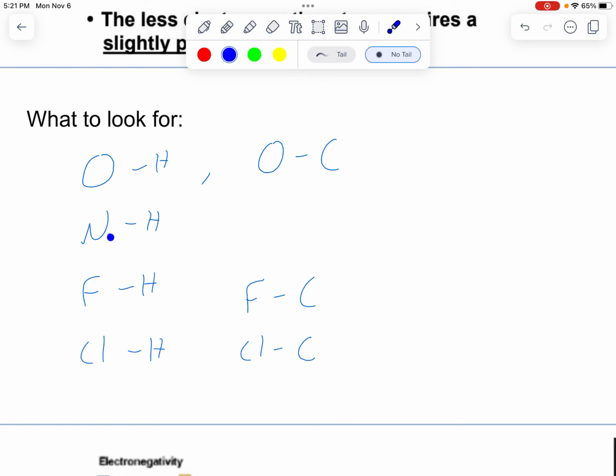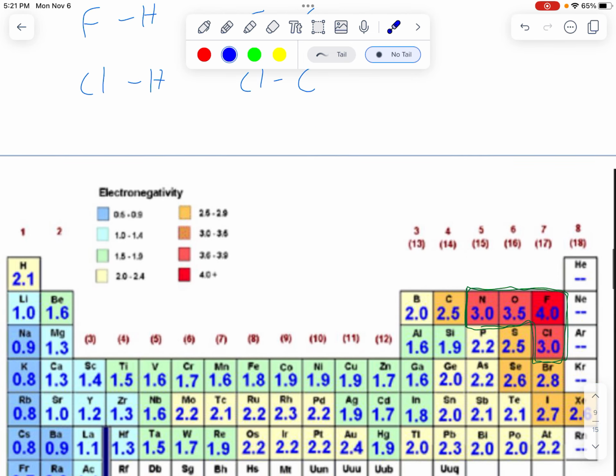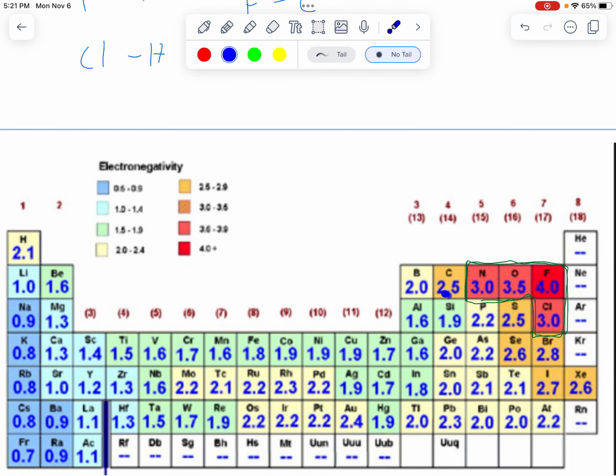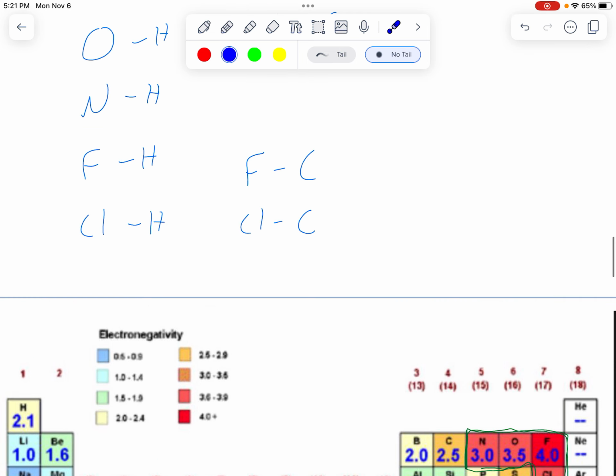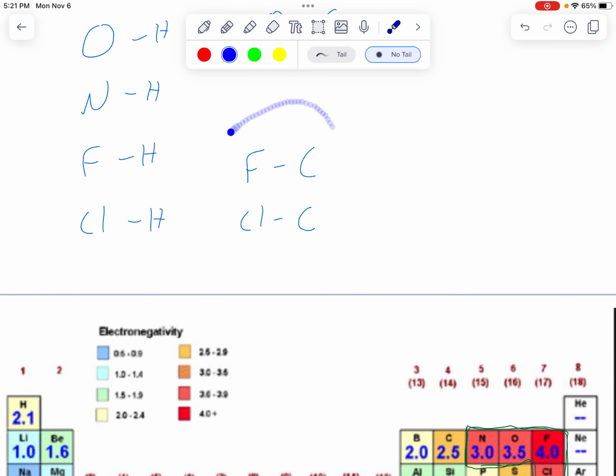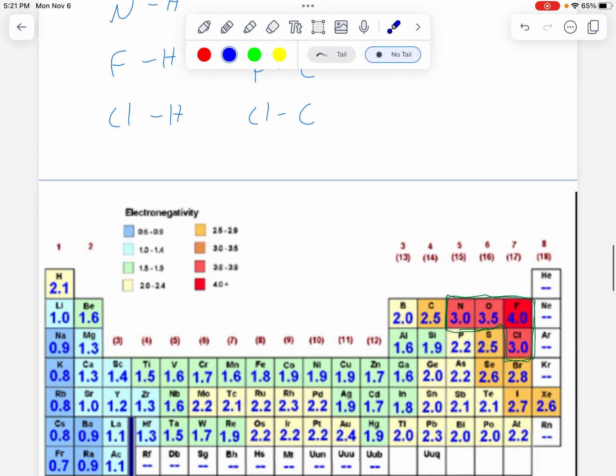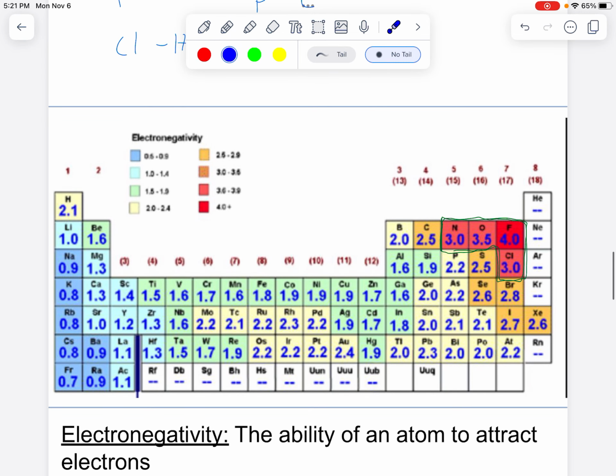I don't remember if N and C make a polar bond. That's getting really close, right? So N is 3, C is 2.5. So N and C are cutting it close. But they might be slightly polar, okay? All right, so again, this chart tells us that these are the main electronegative ones.